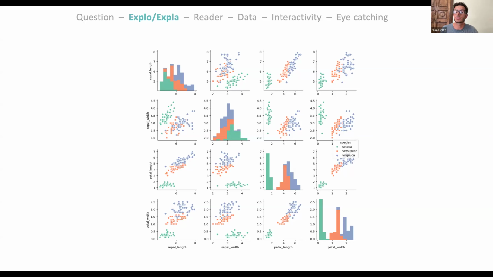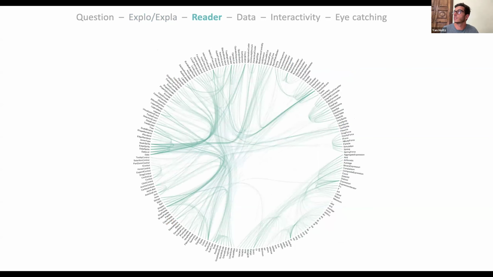So try to understand what you're trying to do. Are you trying to convey a message, or are you trying to visualize to understand your data set? That's not the same kind of chart that you're going to have to use in both options. Then something else that you have to take into account is who's going to read your chart. Some people know a lot about charts, and some people, if you take people randomly in the street, probably don't know about what you're showing.